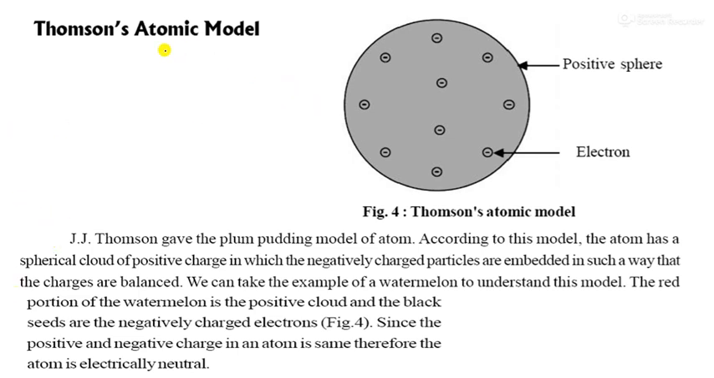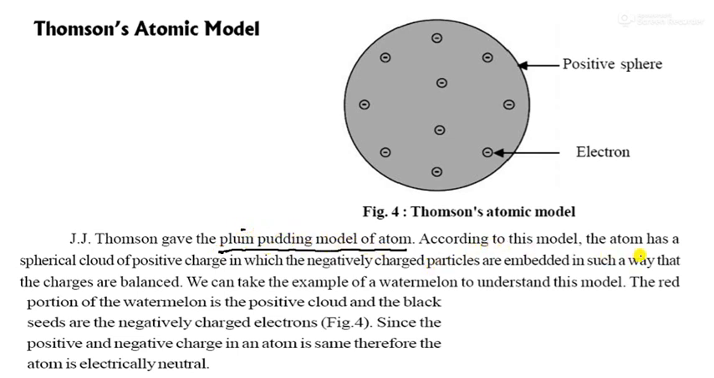What happened in this? This is the Thomson model, the atomic model. It looks like a watermelon model, because in a watermelon the seeds look like this, and this one is the plum. So J.J. Thomson gave the plum pudding model. It is the plum pudding model of the atom. That means तरबूज का मॉडल बोलते हैं इसको, गूदे वाला भाग है plum pudding model.